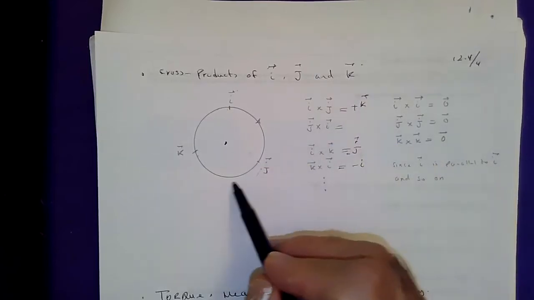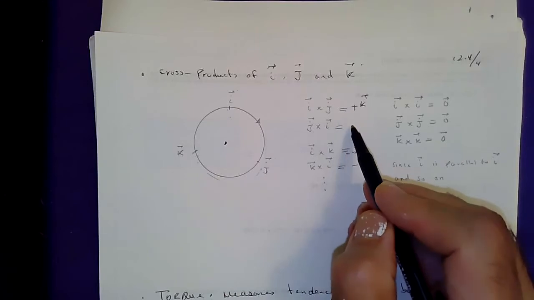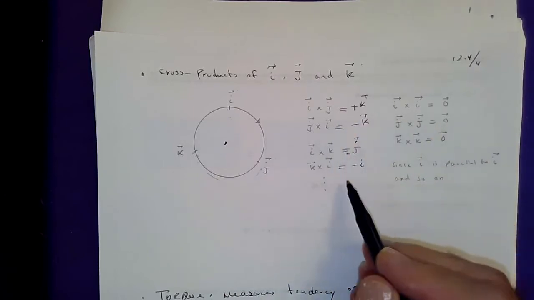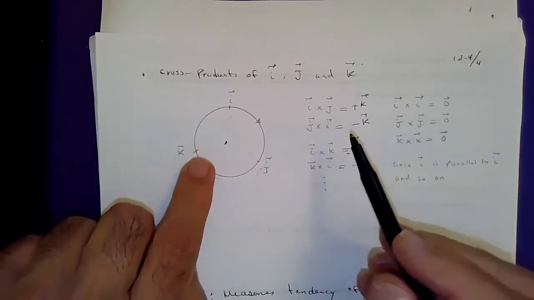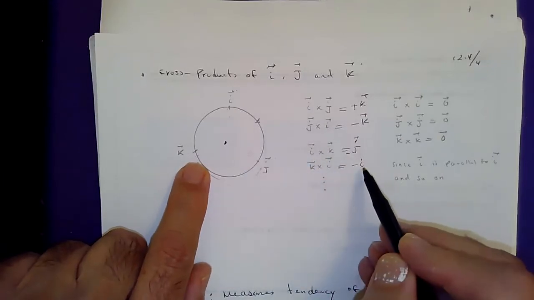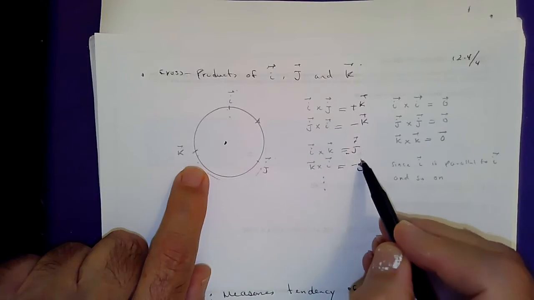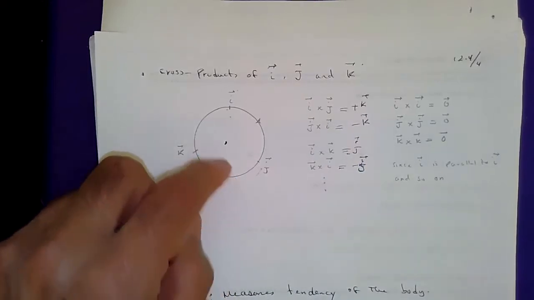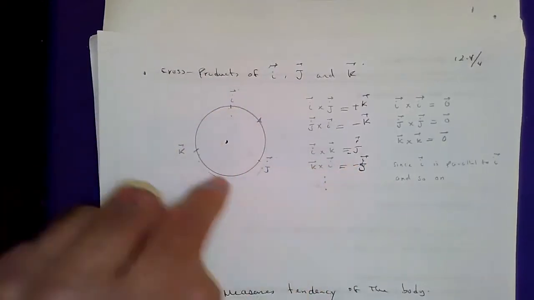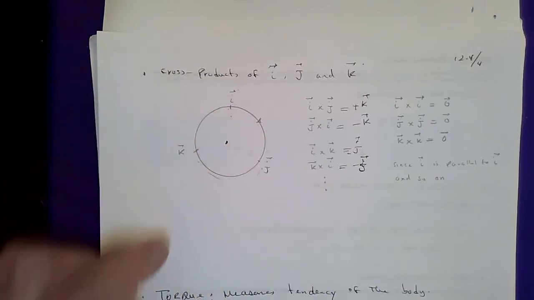J cross i gives you minus k. Do you see it? And k cross i gives you j. So if you go clockwise, it's positive. Counterclockwise, counterclockwise is what?